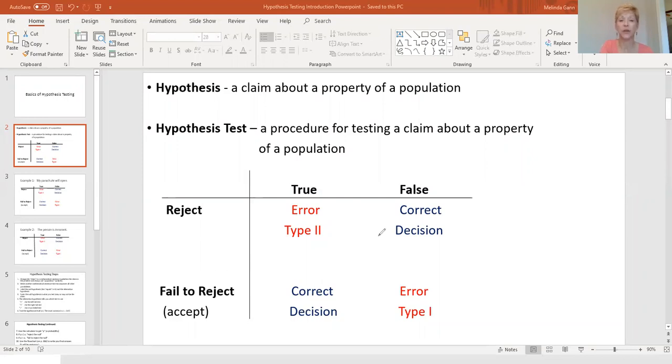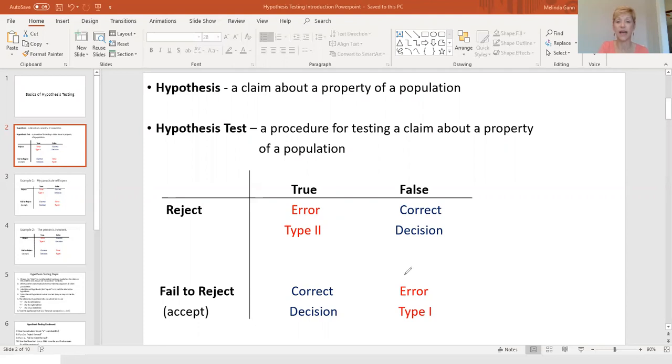Now, two of these would be correct decisions and two of these would be mistakes. If that hypothesis was really true, then you'd want to accept it. You'd want to believe it and act like it's true. That'd be a good decision on your part. If that hypothesis is really false, if that claim is false, then you want to reject that claim. You want to throw it out. So again, we want to accept or fail to reject things that are true, and we want to reject things that are false. Those are good decisions.